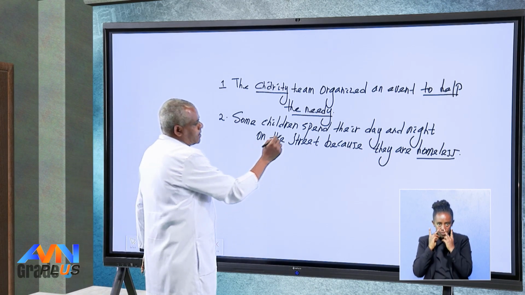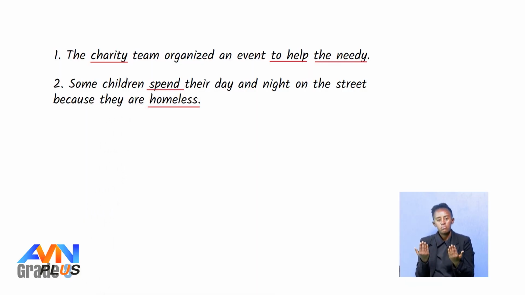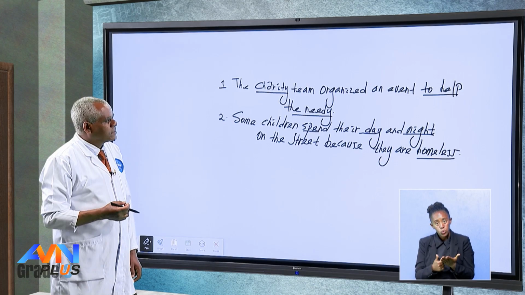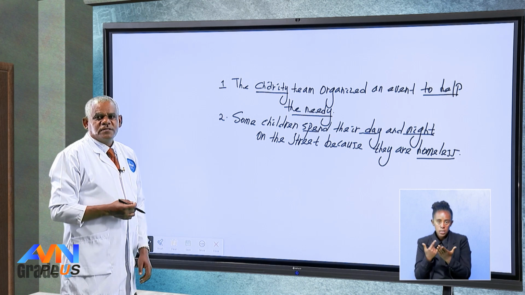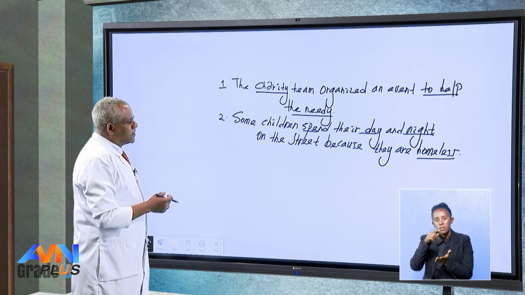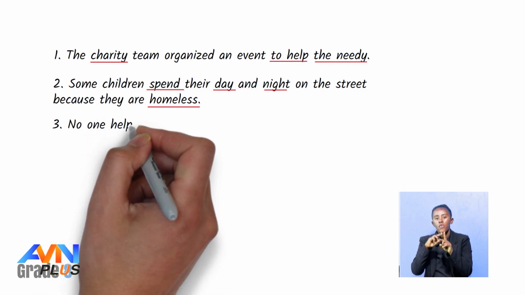Look, spend the night. This is the context. It's okay, spend the day and the night. Homeless means not having a home at all. So in what way do we help these kinds of people? By organizing such a charity team, right? That's it. So let's go and see the other vocabulary.